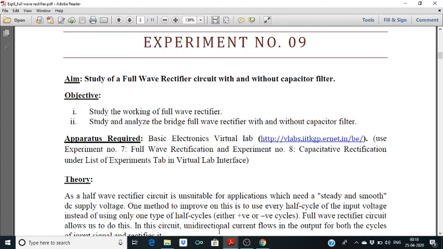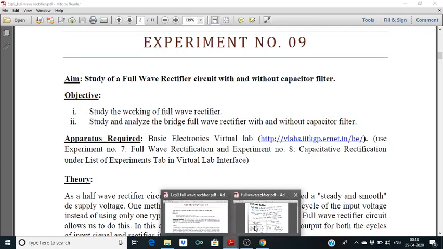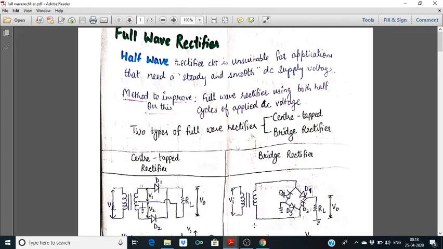Now why do we require a full wave rectifier? We have understood through an earlier experiment that a half wave rectifier utilizes only one half cycle of the input voltage. So in order to get a steady and smooth DC supply voltage, we require a circuit which utilizes both the half cycles. That circuit is the full wave rectifier circuit.